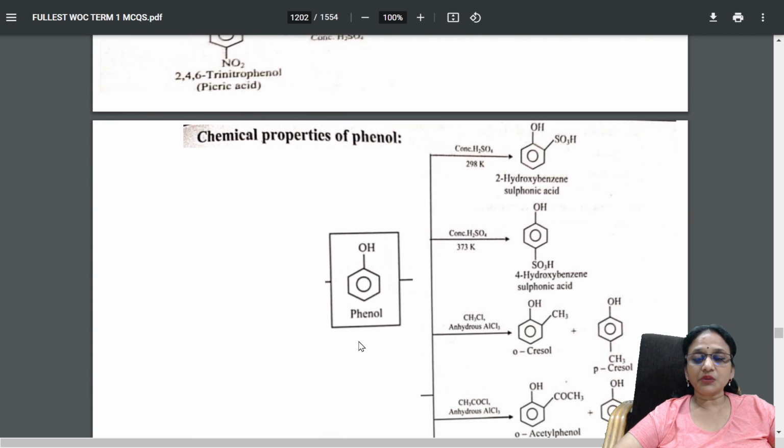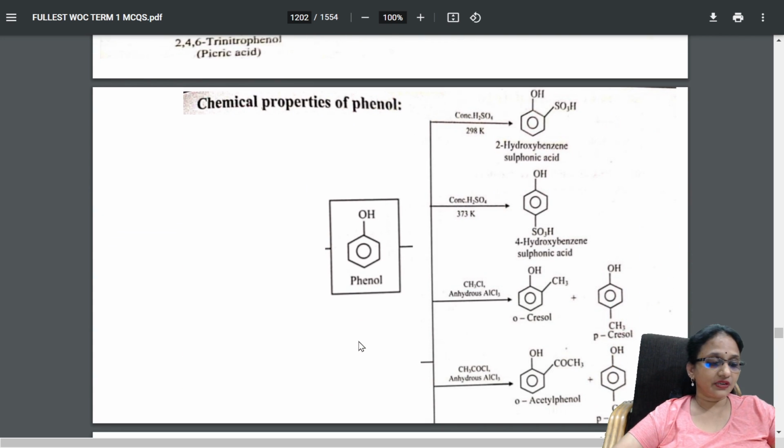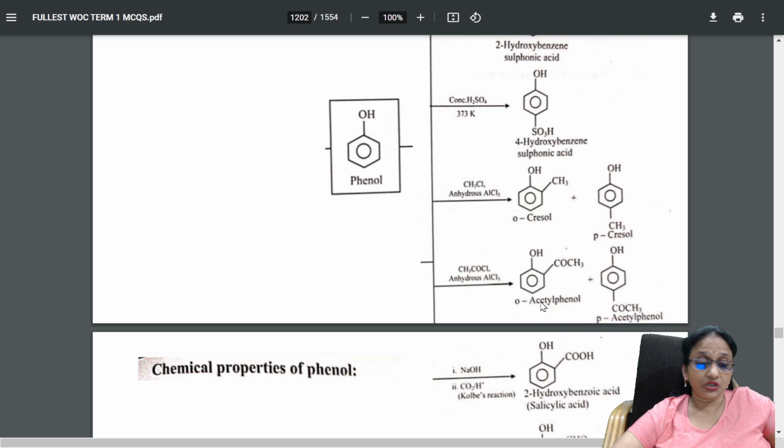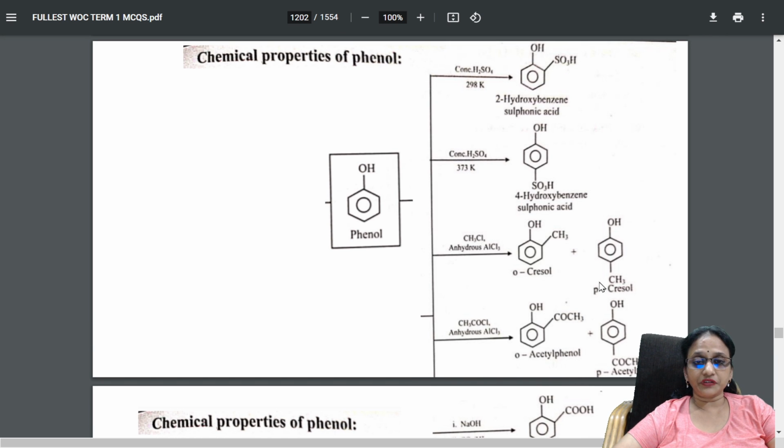Further, students, chemical properties of phenols. Phenols undergo electrophilic reactions, where SO3H is an electrophile attacking at the ortho position. Again, here also it gives me the para product. When I see alkylation, it gives me ortho and para products. When I see Friedel-Crafts acylation, it gives me ortho and para products. Yes, so these are the different reactions of phenols.